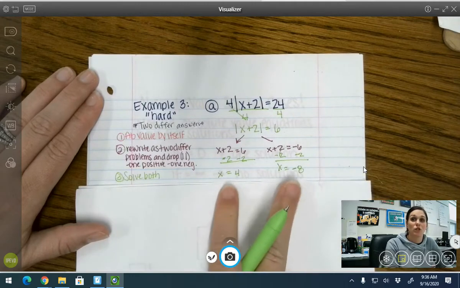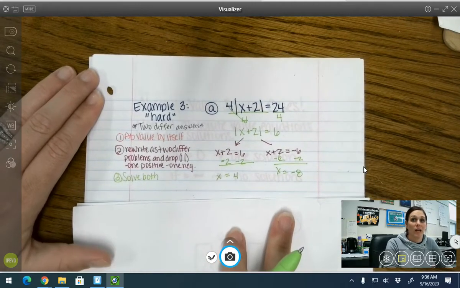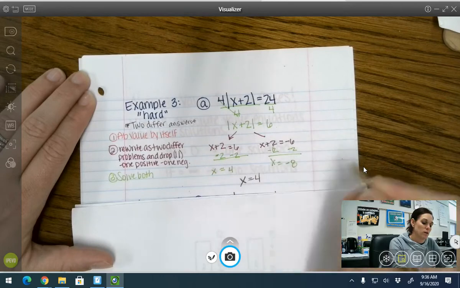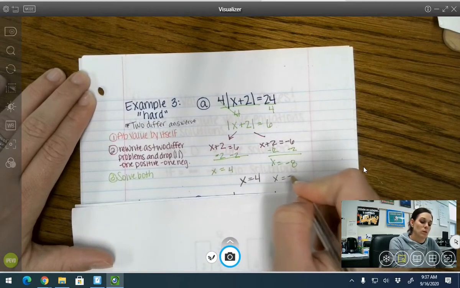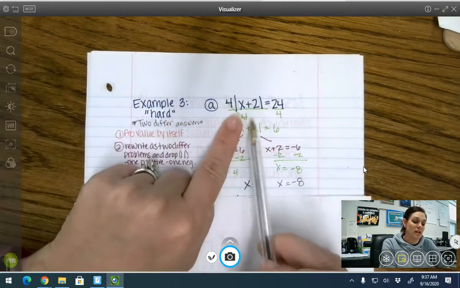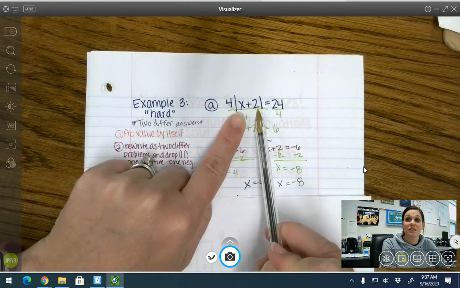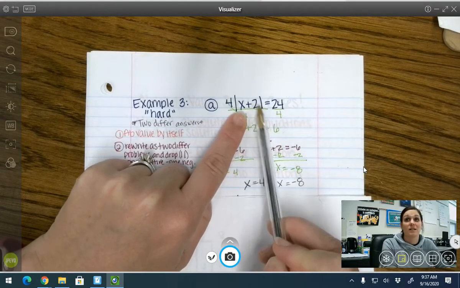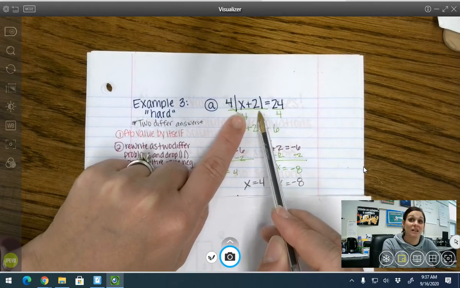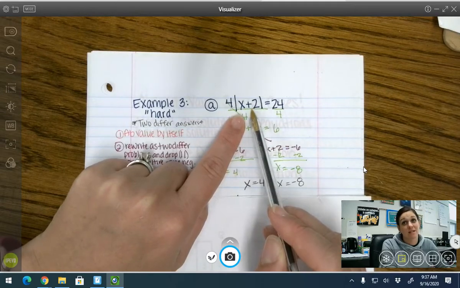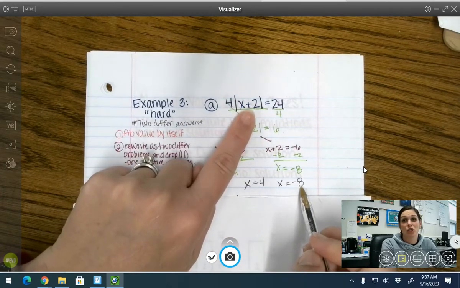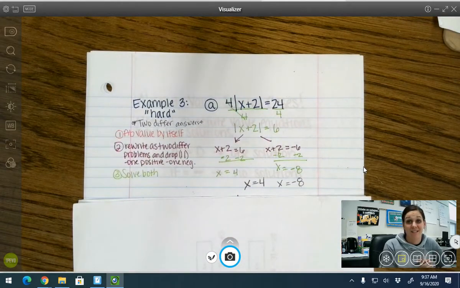So again, notice I have 2 different answers. So when I declare my answer then, I'm going to say that x equals 4 and x equals negative 8. Okay? And if I plug them in up here, I can check that answer. 4 plus 2 is 6. The absolute value of 6 is 6. 6 times 4 is 24. If I plug in negative 8 plus 2 is negative 6. Negative 6, the absolute value is 6. 6 times 4 is 24. So these numbers need to be different because I'm adding 2, and then I'm asking the absolute value of that.